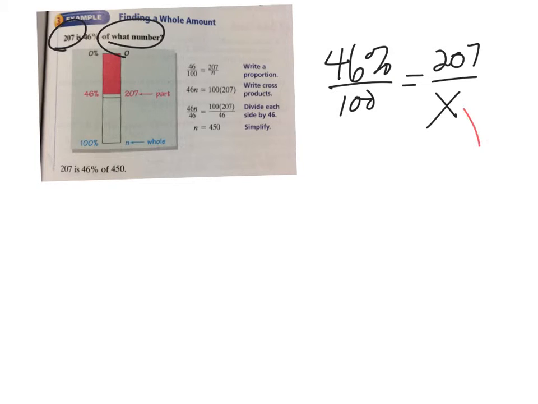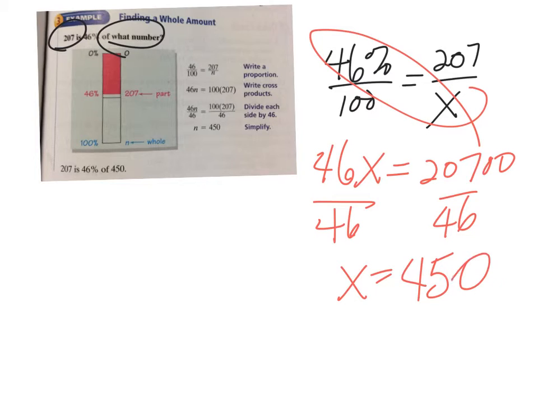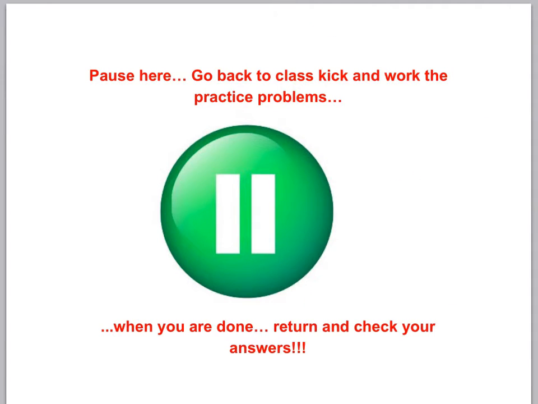Again, cross product fun here. 46x, right, equals 20700. Divide off that 46, and x then is 450. No label on this one because it's not the percent. Pause, head back to class kick and work a few.